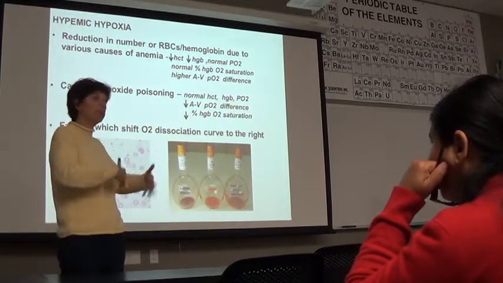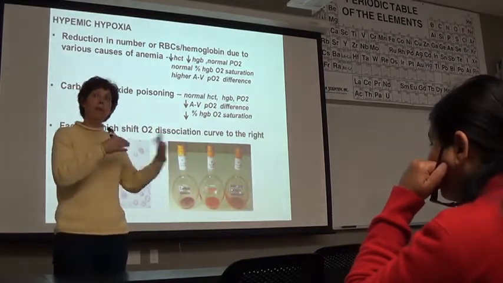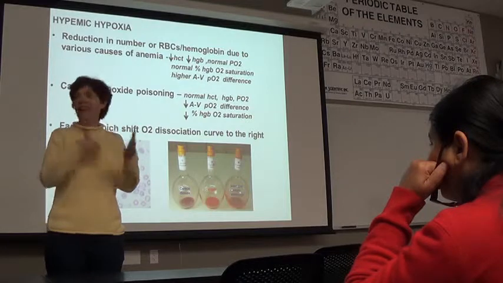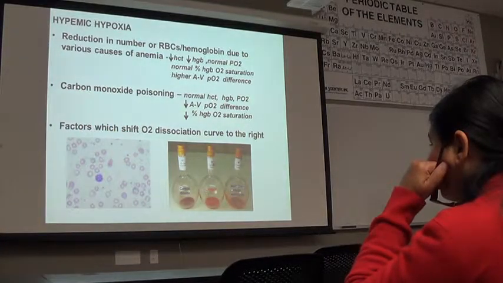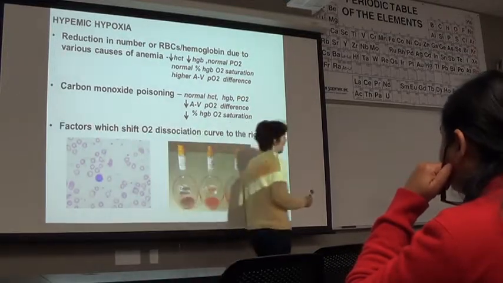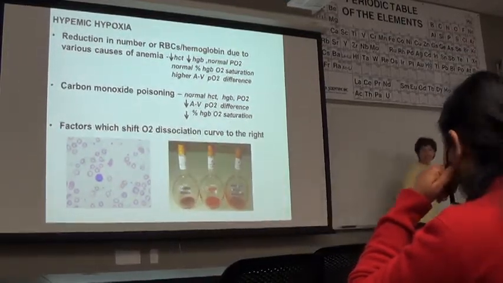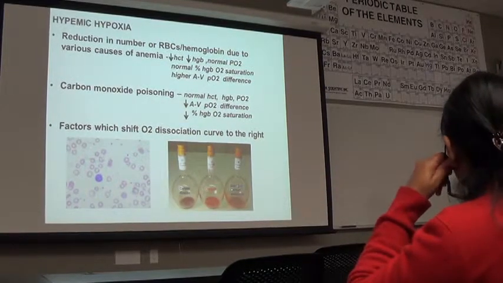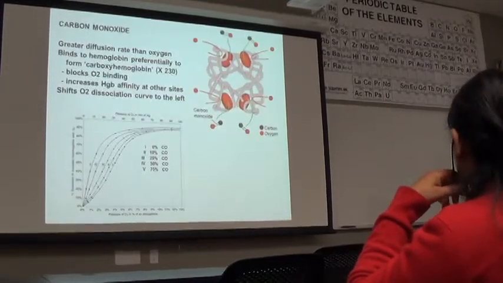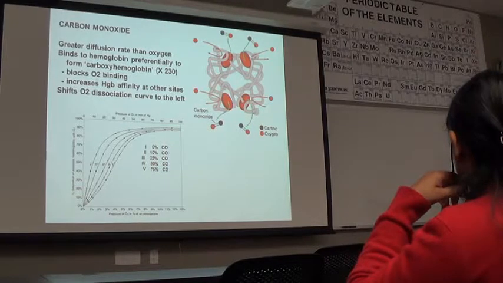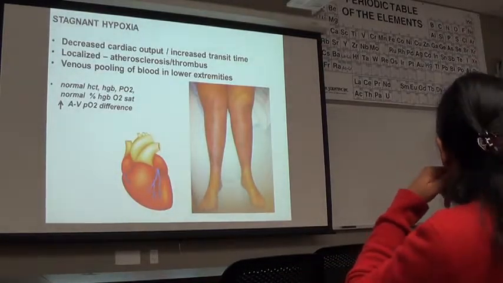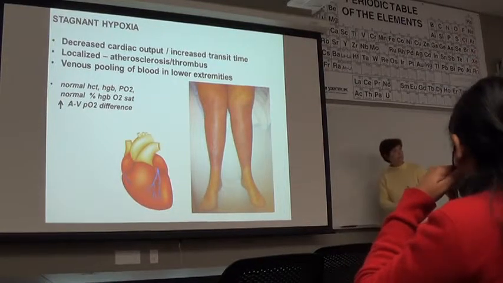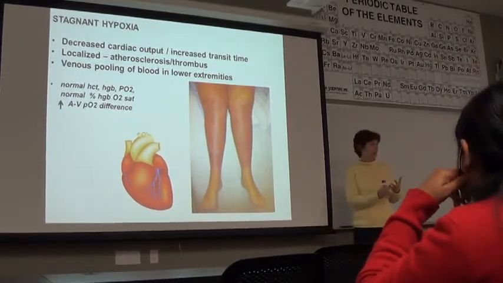So even though we have a normal amount of oxygen bound to the hemoglobin, when it gets to the tissues, it's not going to come off as rapidly. So when it returns back to the lungs, there's still going to be oxygen bound to that hemoglobin. All right, so that's the hypemic. Emia refers to blood. We have a problem with the blood. This is just talking about carbon monoxide. Stagnant hypoxia: this is a problem either with blood vessels or with our pump, the heart.